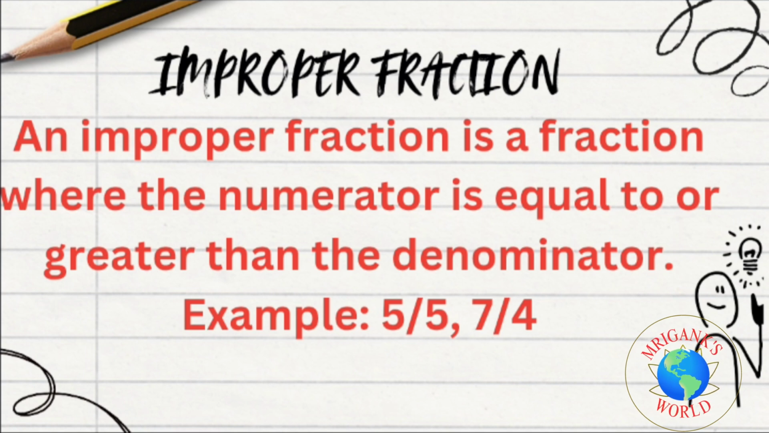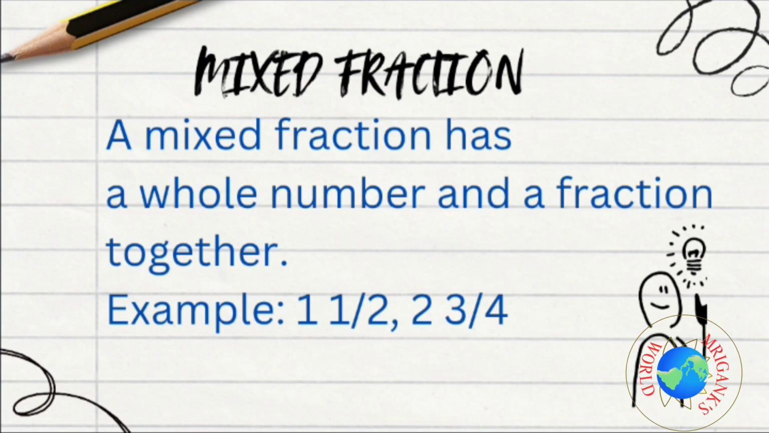Improper fraction. An improper fraction is a fraction where the numerator is equal to or greater than the denominator. Example: 5 by 5, 7 by 4. Mixed fraction. A mixed fraction has a whole number and a fraction together. Example: 1 1 by 2, 2 3 by 4.